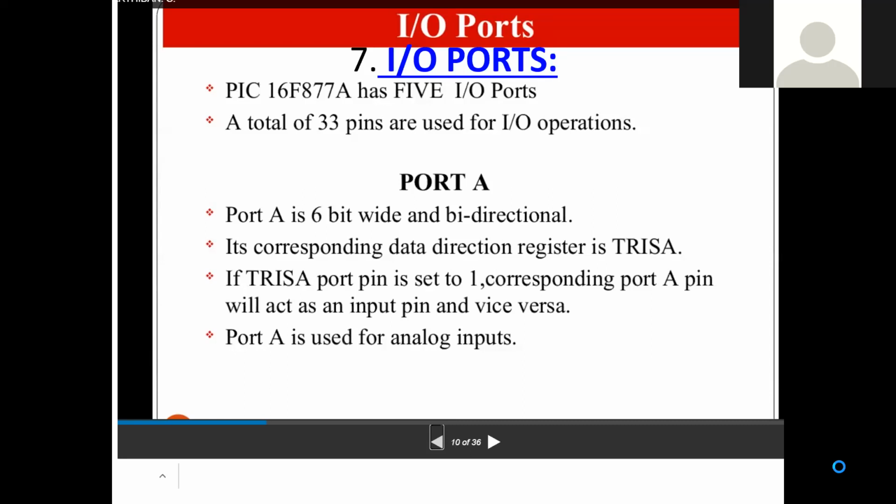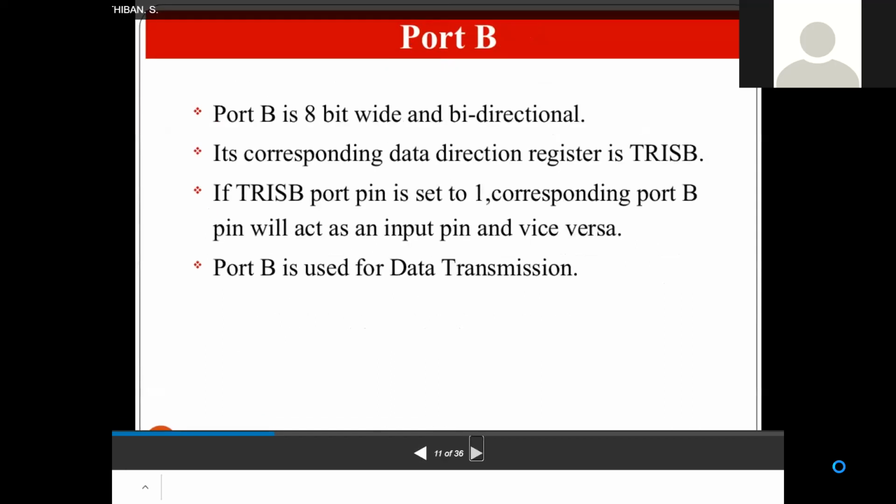So we all know that if I want to connect any peripheral devices, it is easy to connect via ports. We don't need any interfacing ICs. That is one advantage. But here we have 5 IO ports, and totally 33 pins are allocated for them. You all know it is a 40 pin structure, so 33 pins are allocated for the ports. Here we will see the ports one by one.